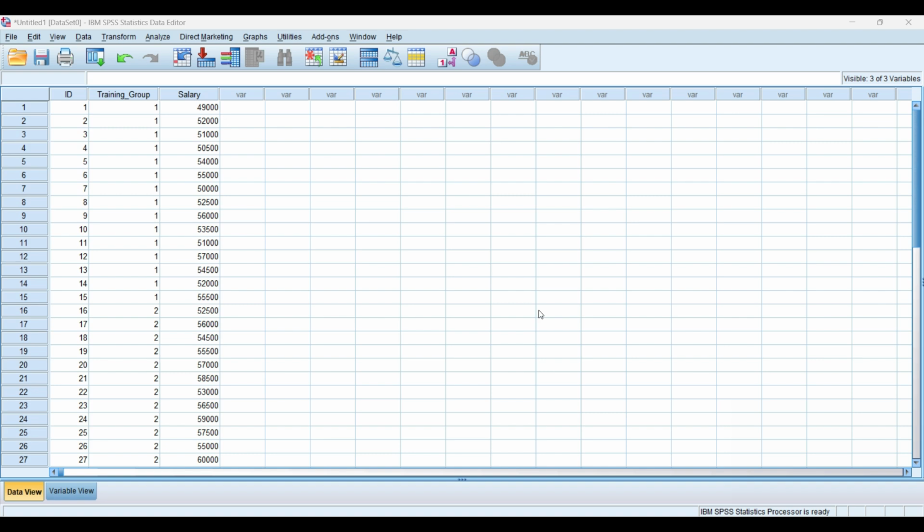In this video, I will explain how to perform an independent sample t-test in SPSS. We will learn what an independent sample t-test is, when and why we use it, its important assumptions, how to perform it in SPSS, and how to interpret the Levene test and the t-test results. We will use a practical salary example.